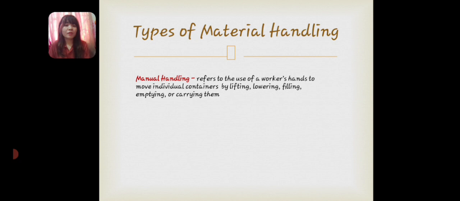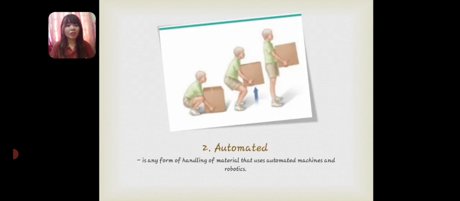Next is types of material handling. So, may type siya. Next is manual handling. It refers to the use of workers' hands to move individual containers by lifting, lowering, filling, emptying, and carrying them. So, pag sinabing manual handling, dun yung hahawakan mo gamit yung kamay. Bubuhatin. Next is automated. It is a form of material handling that uses automated machines and robotics. So, kailangan may mga materials na ganyan yung hawak kasi ang nasa loob is napaka-importante. Bawal siya malaglag or bawal mabagsak. So, kailangan ingatan.